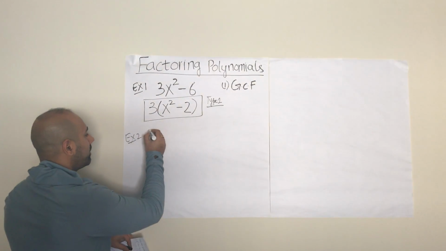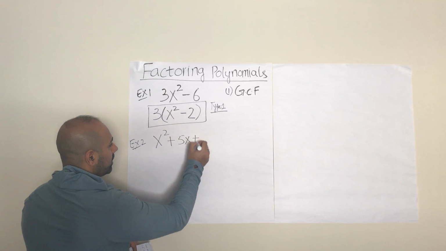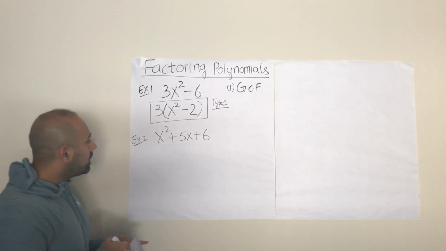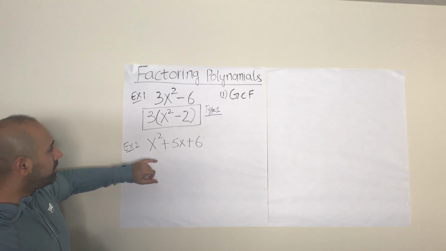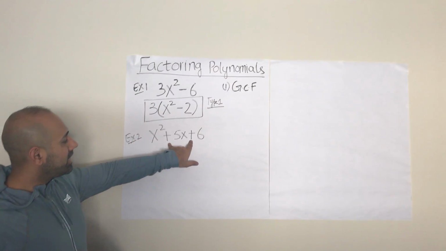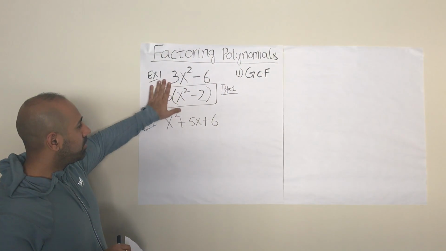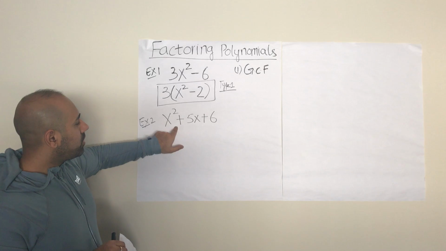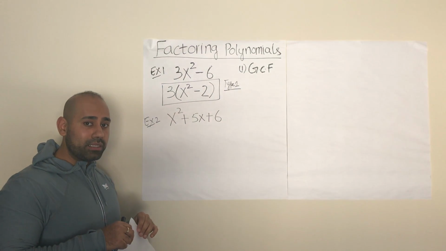Let's say we have x squared plus 5x plus 6. You can see the difference between example 2 and example 1. The very obvious difference is that this has 3 terms, and this is called a trinomial because it has 3 terms. This was a binomial right here. So now we want to factor this trinomial. And there is a standard method to factor trinomials.